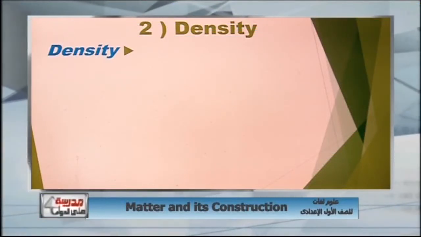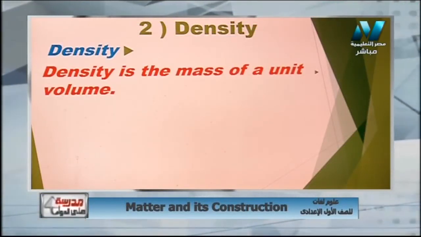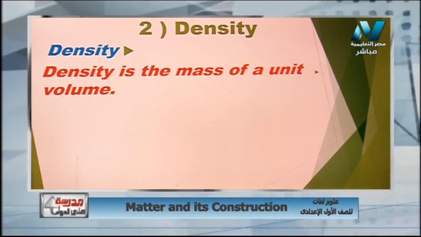By increasing mass of the same substance, its volume increases. So, if I divide mass over volume, this ratio is constant. It's called density. So, what's meant by density, as you see on the monitor? It is the mass of a unit volume.